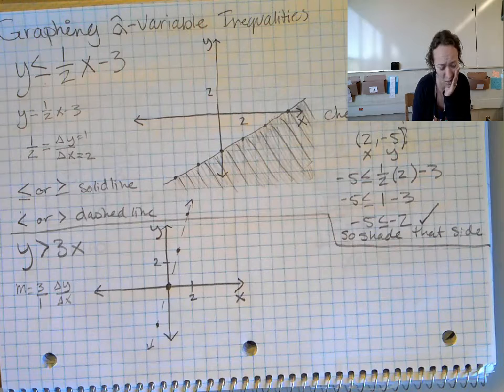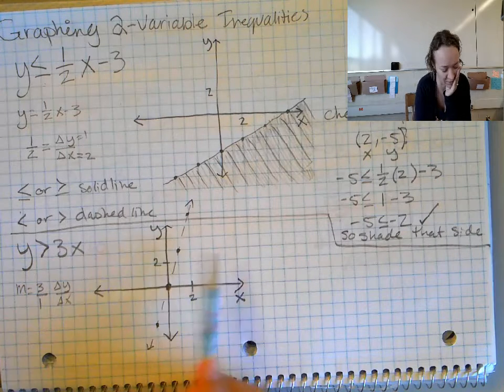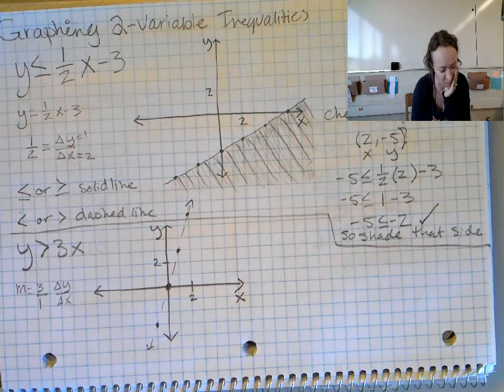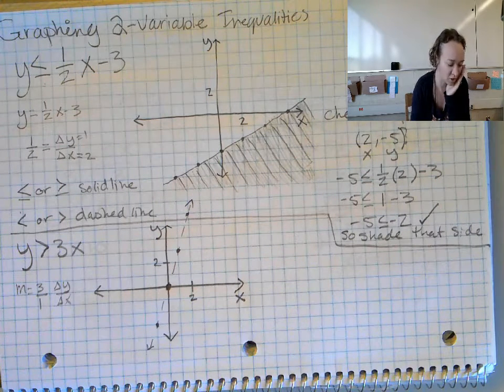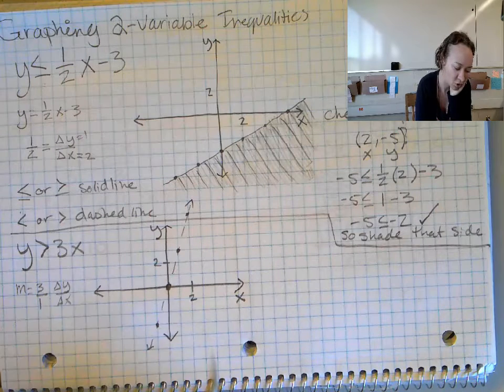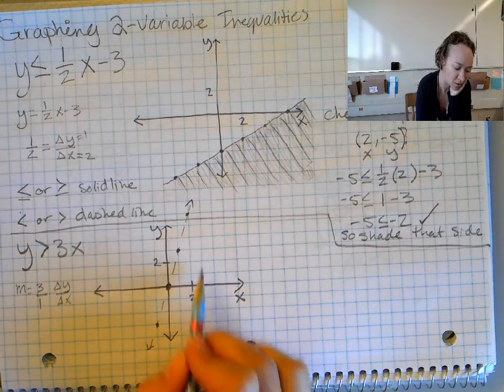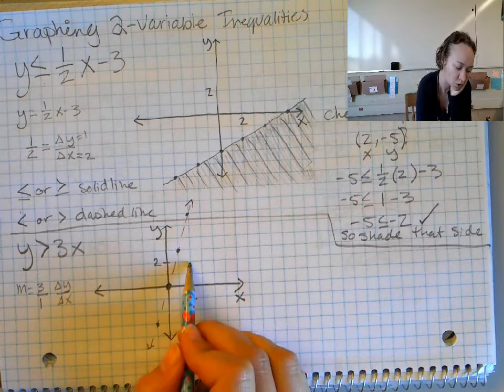Which side is greater? It's more like left or right. How do I know which side is greater? Well, I'm just going to try one. So I'm going to try over here because that's like the positive region. So I'm going to do 2, 2.